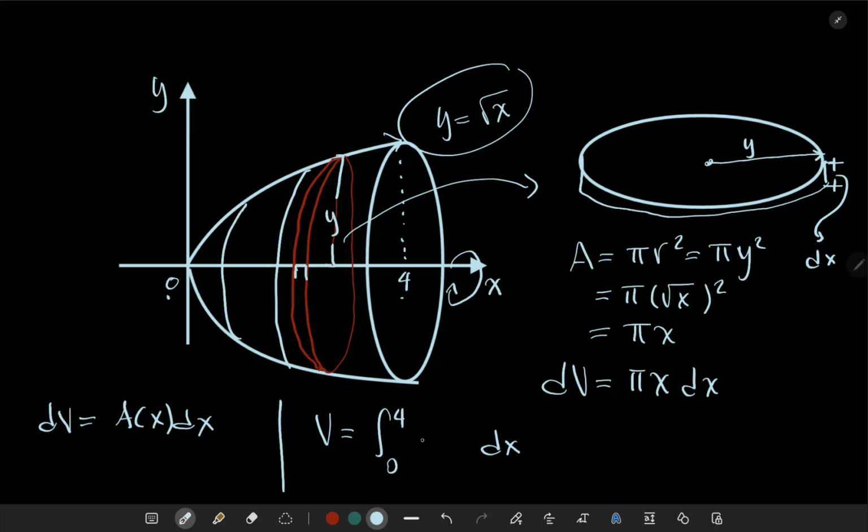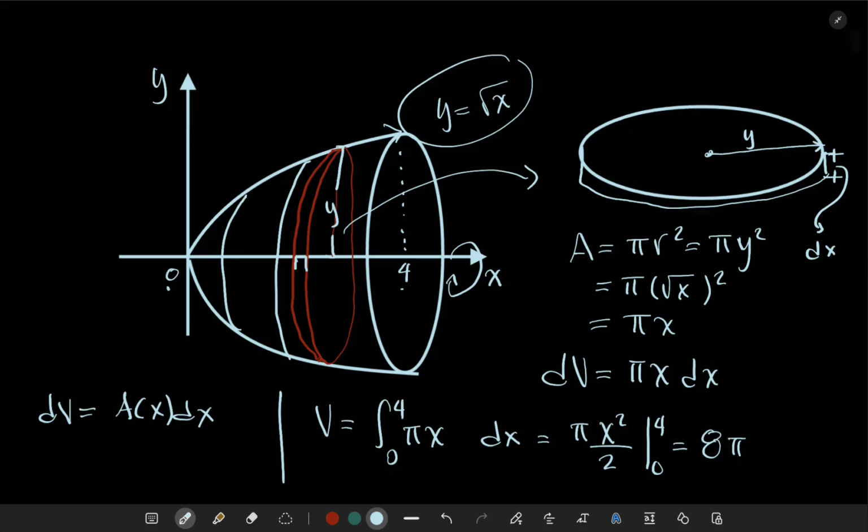So now that's going to be just pi x, and we integrate. That's going to be pi x squared over 2 from 0 to 4. At 0 it is 0, so we're just plugging in 4. We get 4 squared is 16, divided by 2 is 8, so 8 pi units cubed. And that would be our first volume. All right, let's do another one.